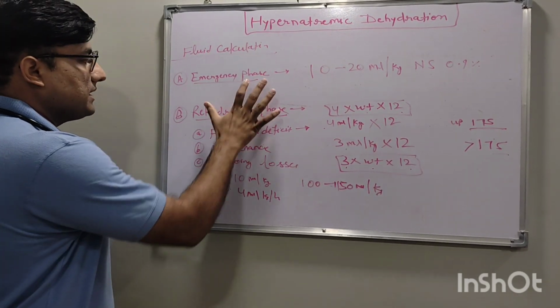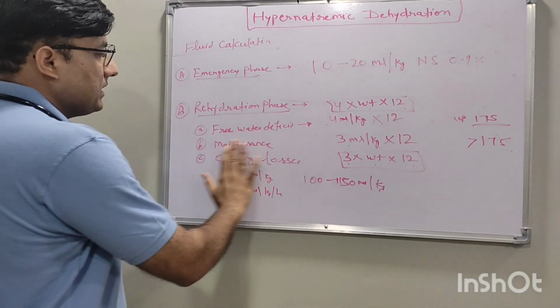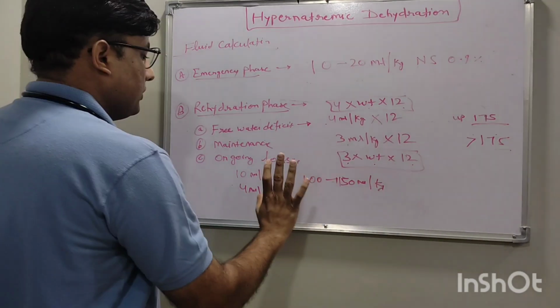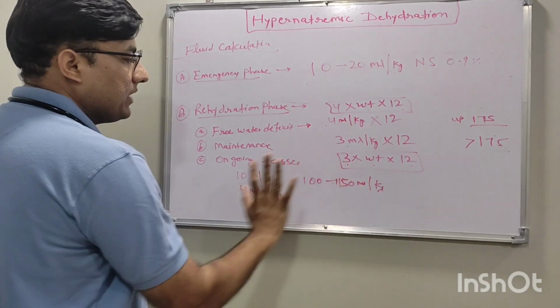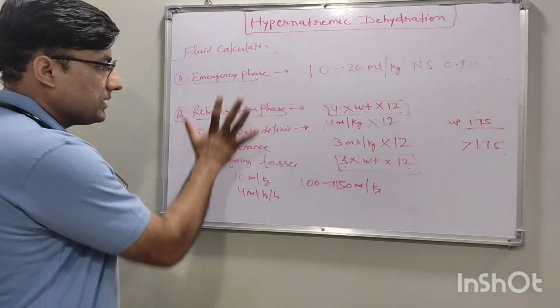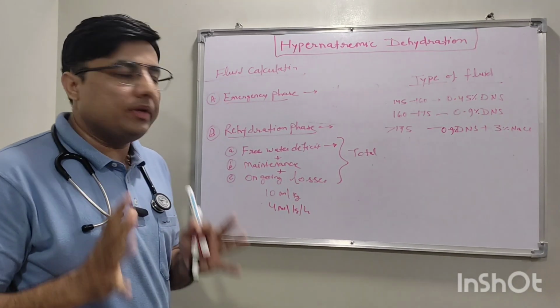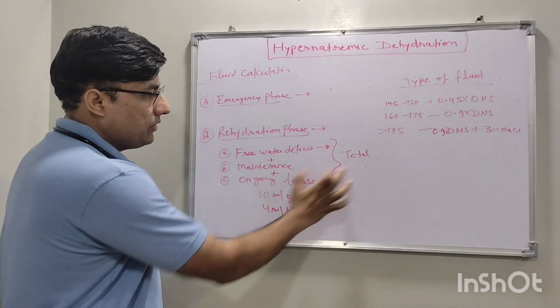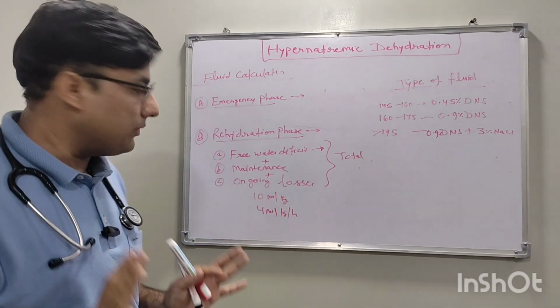So this is the first emergency phase, the rehydration phase. Rehydration and free water deficit is 4 into weight into 12. Maintenance 100 to 150 ml per kg. Ongoing losses will be replaced. So total fluid to be given over 24 hours is free water deficit plus maintenance plus ongoing loss. So we have calculated total fluid.